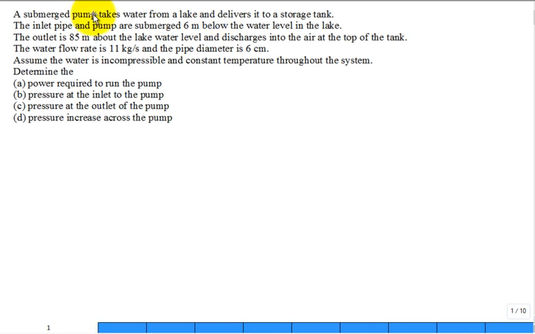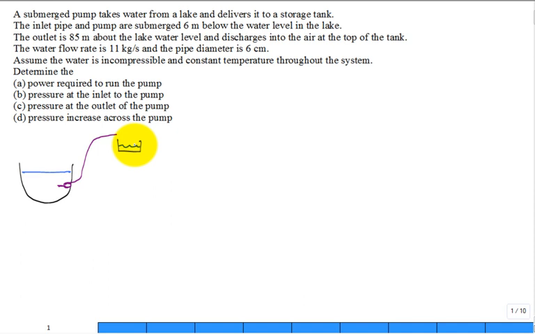So here's my depiction of the surface water in the lake, and here's my lake. I'm fighting for room. It's not a very big lake, right? And we have a submerged pump in the lake. Where are we going to put the pump? Put the pump right here. So it has a little inlet pipe to the pump, and it has a large discharge that goes off like this. And it's trying to fill a storage tank, and the storage tank is way up here. And so it's transferring water up to the storage tank out of the lake.